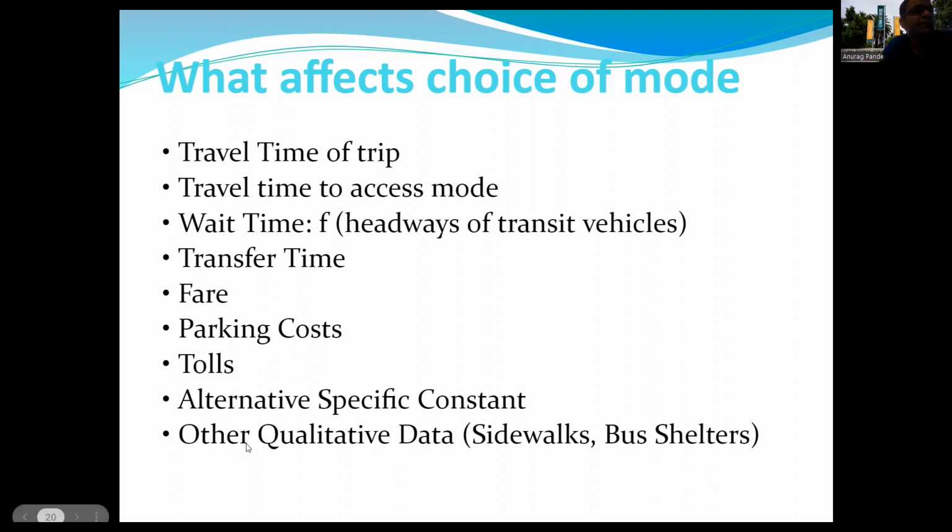And then other qualitative data, like if you have sidewalks or bus shelters, sometimes that gets represented in the model. Sometimes that becomes part of the alternative specific constant. It just depends on how the modeling is done. And again, for the purposes of this class, we are not actually going to do any modeling. All we are going to do is apply the models that will be given to us.